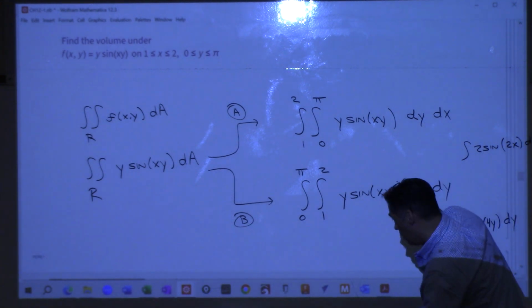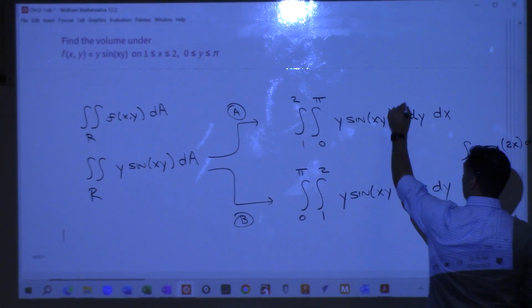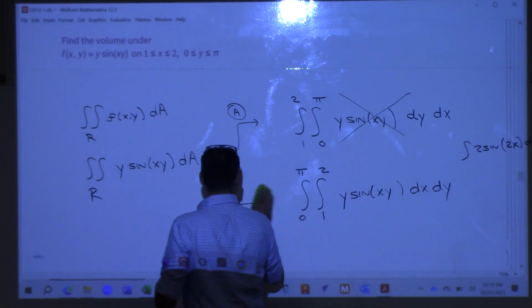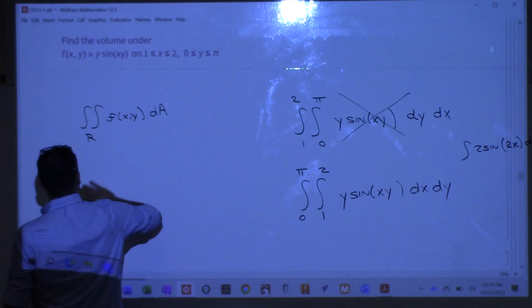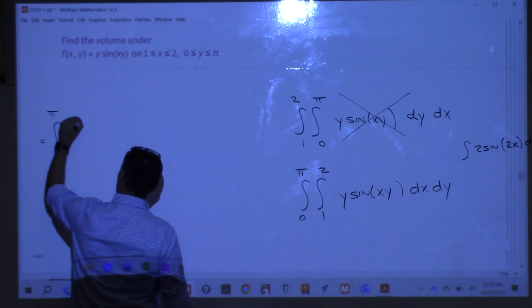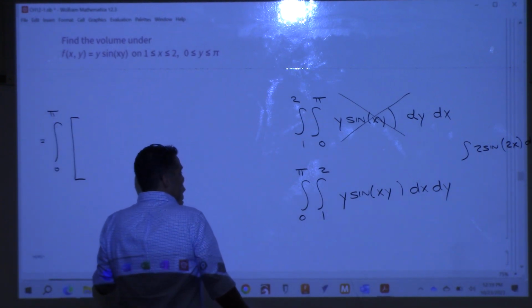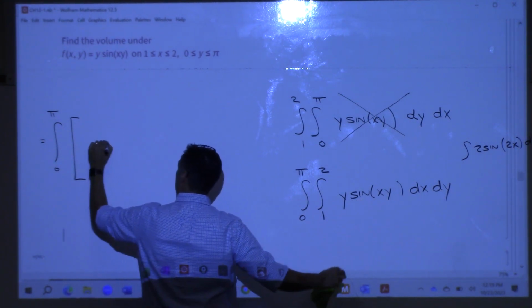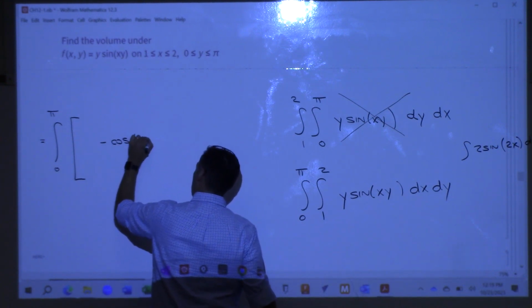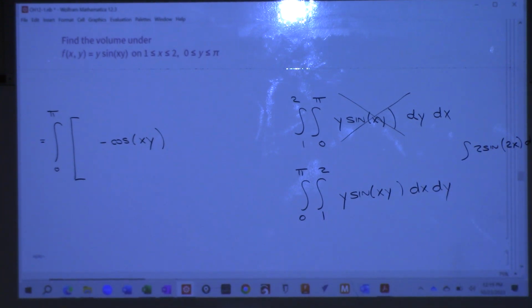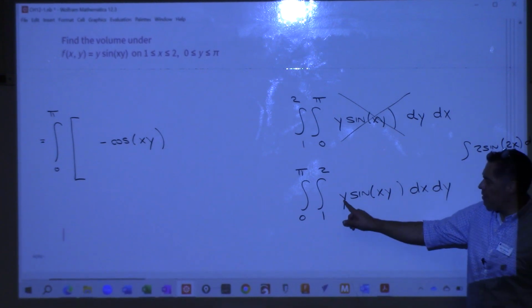Because of integration by parts, when I do that, let me continue over here. So this is going to be the outer integral 0 to pi, bracket. What would the antiderivative of this be? Negative cosine of xy. Done, right? Treat your y like a constant. Then you can ignore it here, can't you?